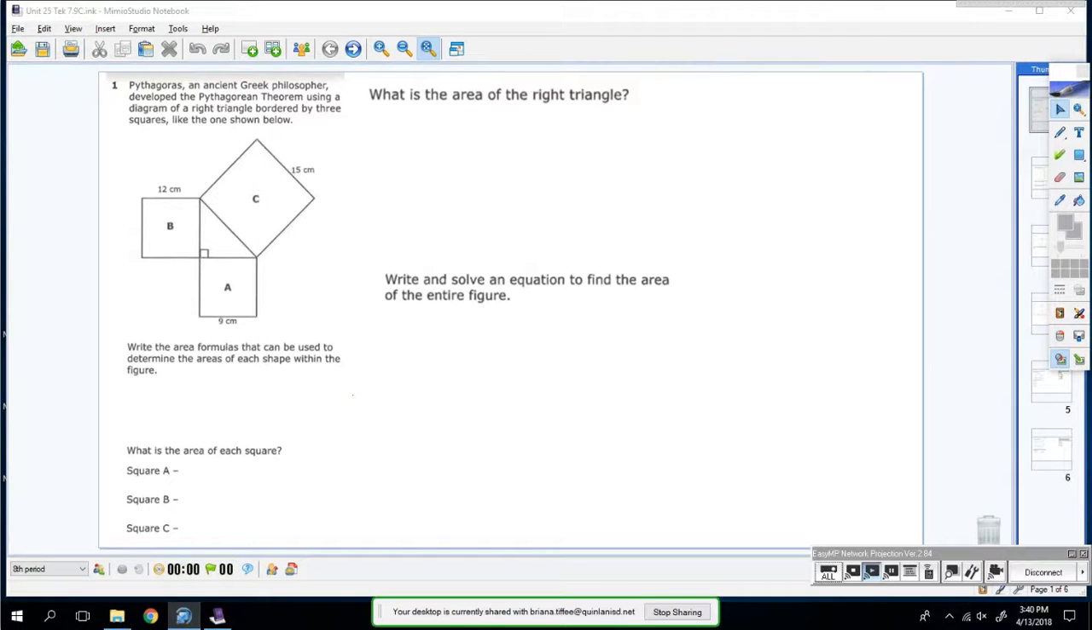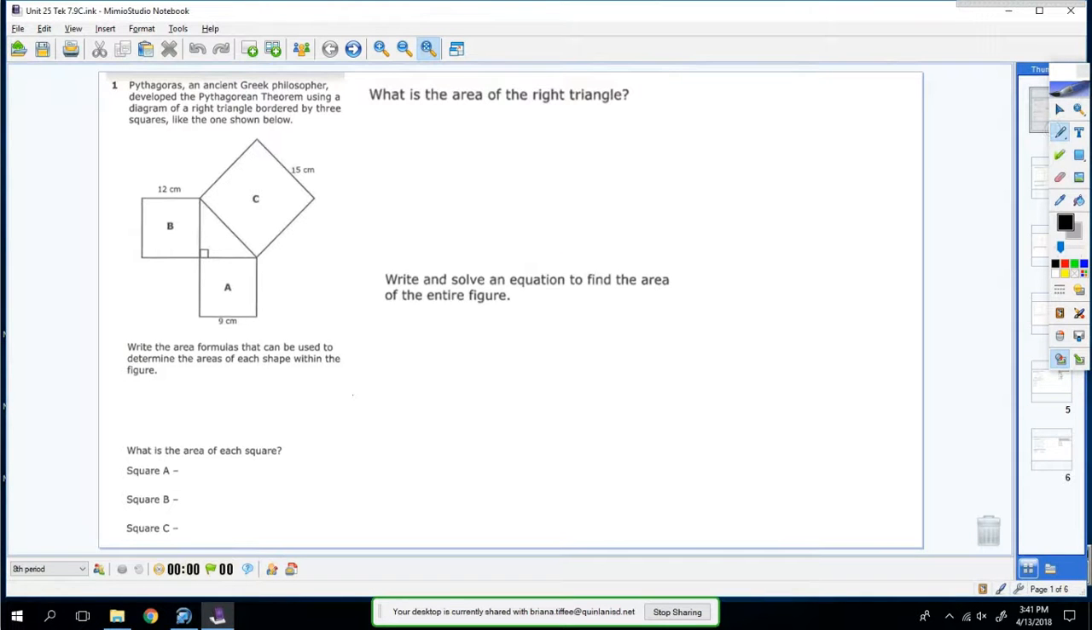So this is unit 25. This is going to be finding the area of a composite figure. It says Pythagoras, an ancient Greek philosopher, developed the Pythagorean theorem using a diagram of the right triangle bordered by three squares, like the one shown below. Write the area formulas that can be used to determine the areas of each shape within the figure.